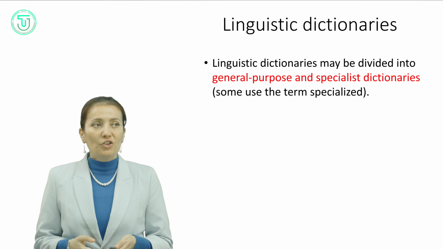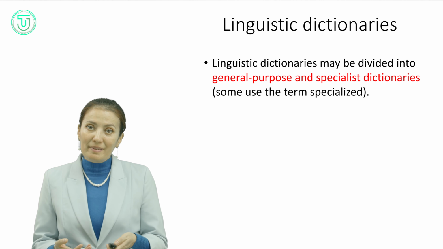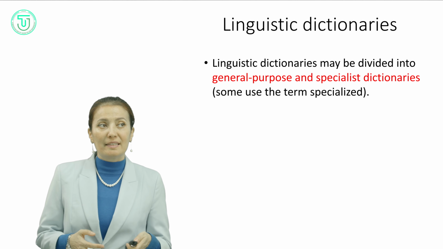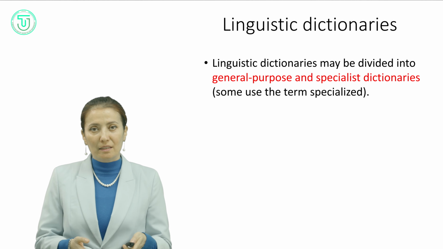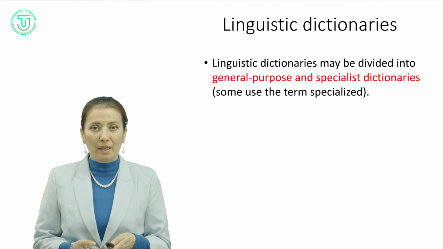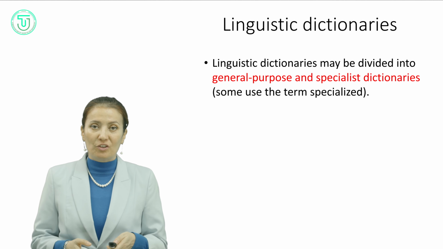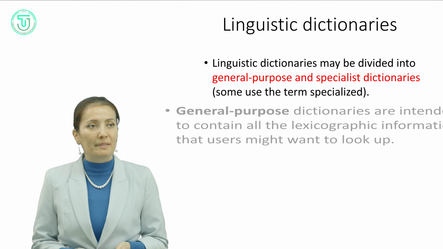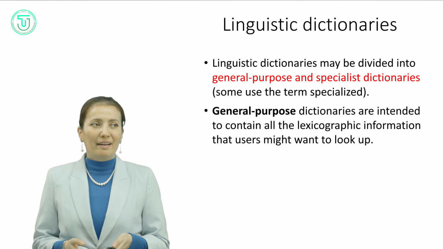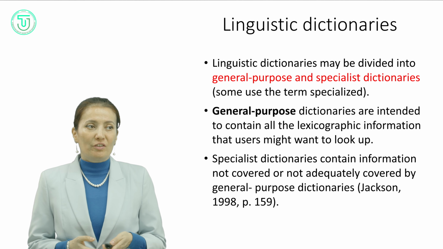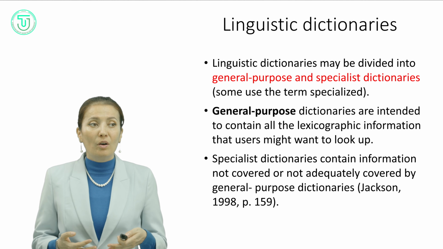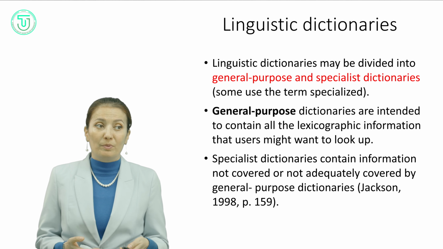Linguistic dictionaries may be divided into general purpose, as I mentioned before, and specialist dictionaries. For example, a dictionary of medical terms is a special dictionary rather than a general one. General purpose dictionaries are intended to contain all lexicographic information that users might want to look up. Specialist dictionaries contain information not covered or not adequately covered by general purpose dictionaries.